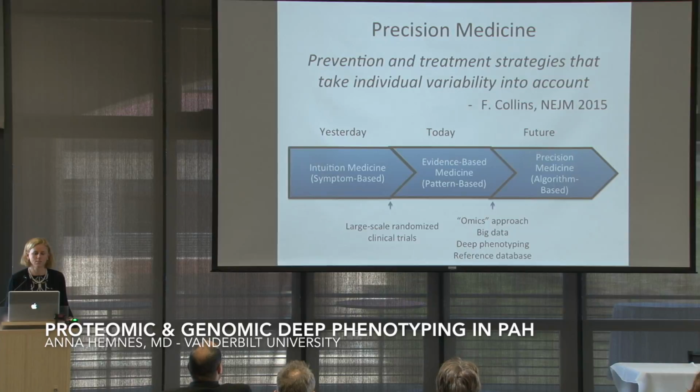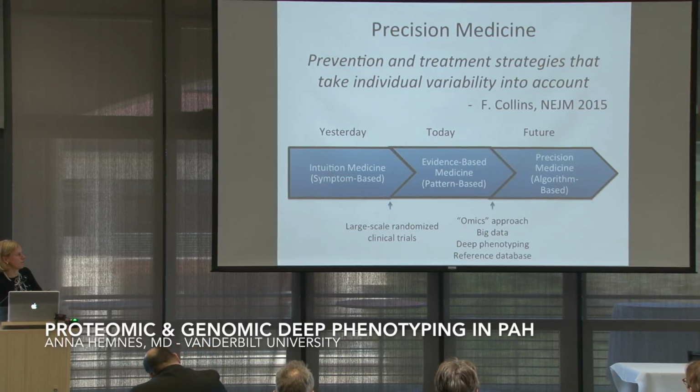So obviously what I'm talking about now is precision medicine, and Francis Collins defined this in the New England Journal as prevention and treatment strategies that take individual variability into account. And I really like this paradigm of thinking about precision medicine that's up here on this arrow. So when I started in medical school, and probably before that, we did essentially intuition medicine that was symptom-based. A patient had chest pain, they had what looked like a myocardial infarction, we gave them nitrates.